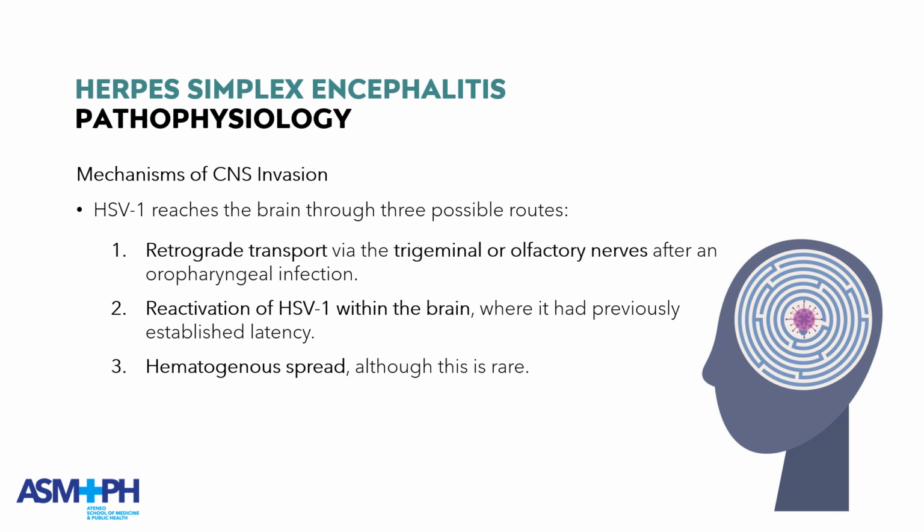So, the mechanisms for CNS invasion: HSV1 reaches the brain through three possible routes. One, retrograde transport via the trigeminal or olfactory nerves after an oropharyngeal infection. Two, reactivation of HSV1 within the brain, where it had been previously established. And three, hematogenous spread, although this is the rarest.